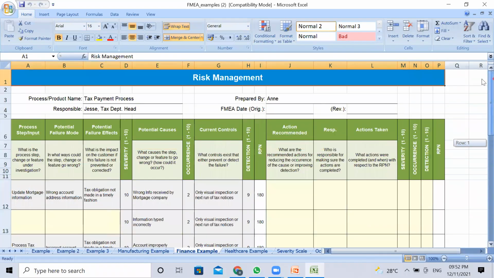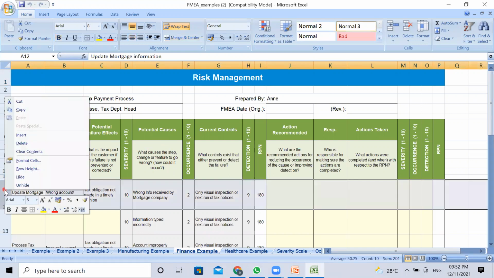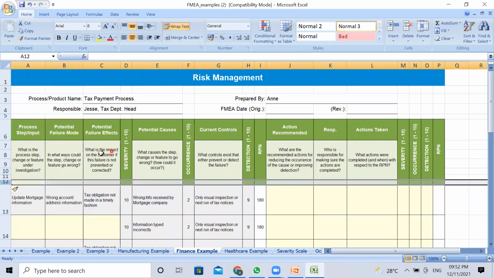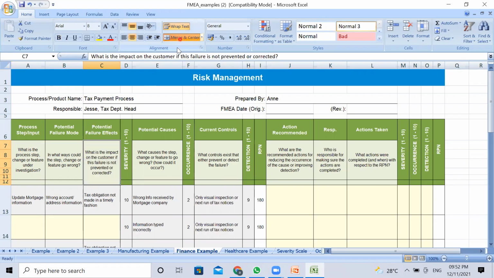Okay, so this is a template, similar to what I was showing you. What is the process step or input or the requirement? Then what is the potential failure mode? Then what is the failure effect? You can just write it down. And then what is the severity rating? And what are the potential causes? For a particular failure mode, more than one cause may be there. In that case, we just add one more row, and you merge these two since the failure mode is common. This is the first cause and this is the second cause, right? You can just do that.